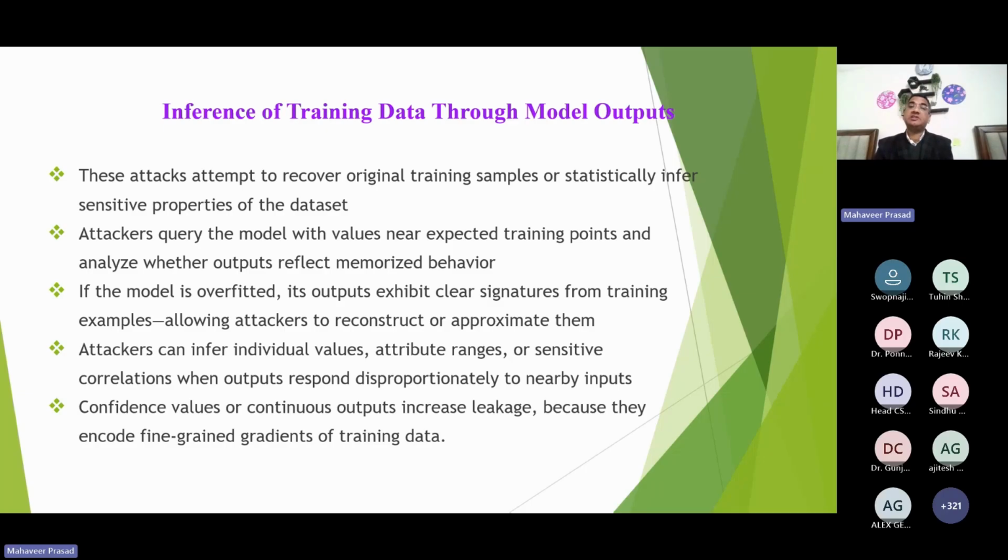For example, a face recognition classifier might unintentionally reveal approximate facial features because the model retains a statistical imprint of those faces. Because the models are learning and memorizing the data, that is the biggest problem here.